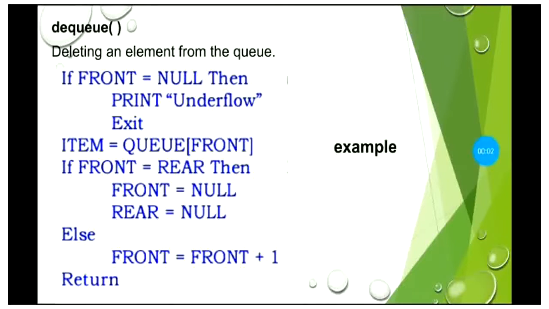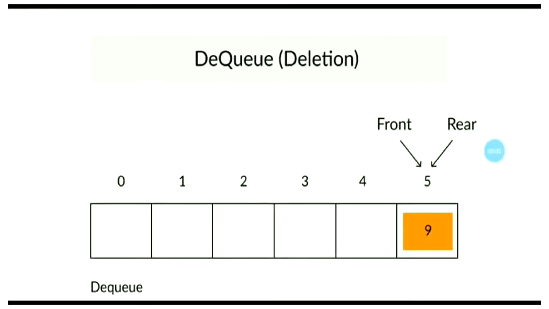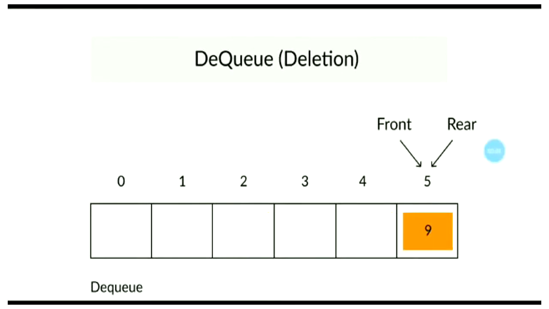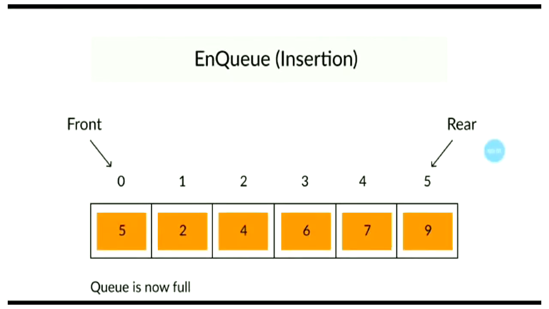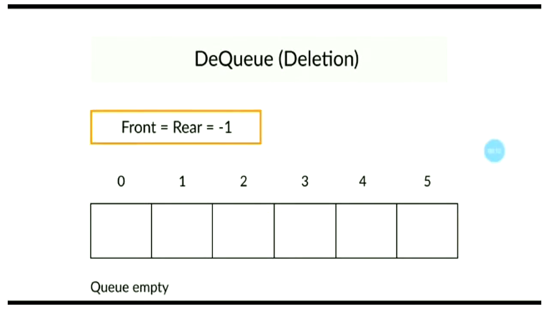Let us see one example regarding this. See here. The item to which the front is pointing, that is front will always be pointing to the first item to be deleted. That will be deleted first. After that, the second item, and so on.